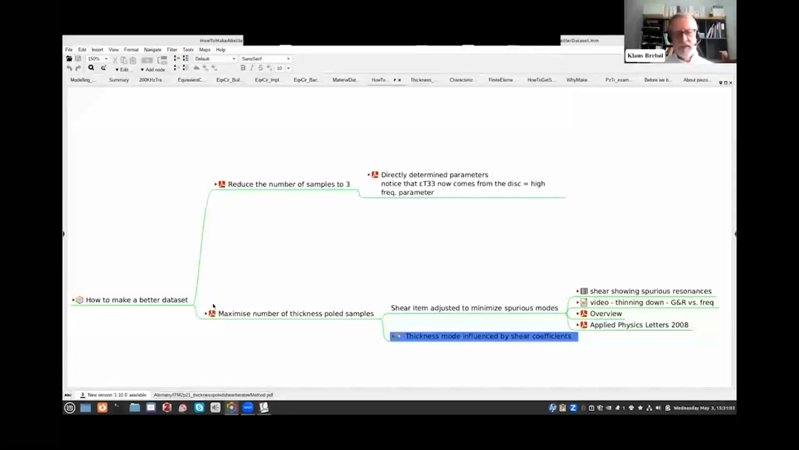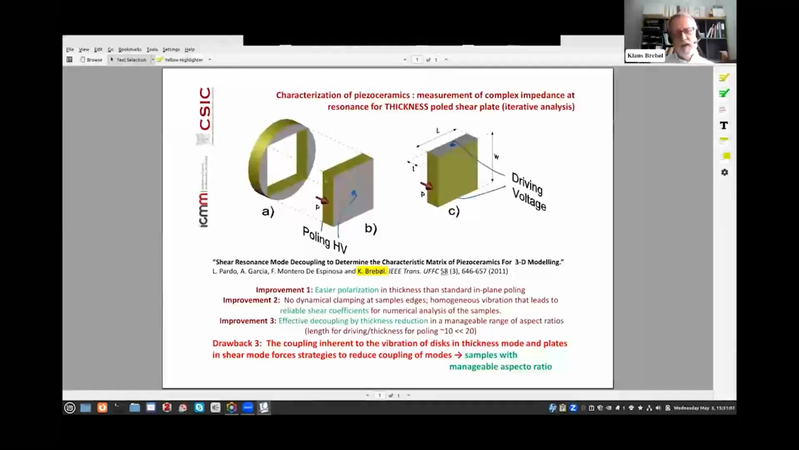Another thing is that we changed the shear sample. So instead of having a sample which is poled in length mode, we choose a sample which is poled in thickness mode, like here, and with electrodes on the end surfaces. This has the consequence that we can thin down this sample, thus changing the length over thickness ratio without having to do anything about the electrodes. So we can do this as a continuous process.